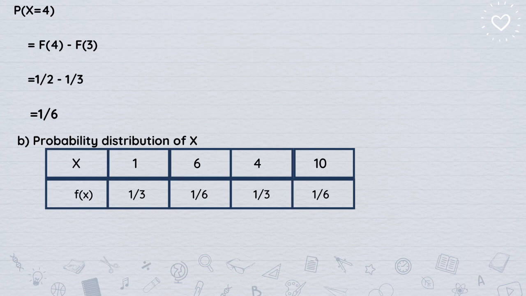Probability x is exactly 4, so F4 minus F3, we get 1 over 6. Probability distribution of x: 1 minus 5 over 6 we get 1 over 6. 5 over 6 minus 1 over 2 we get 1 over 3. 1 over 2 minus 1 over 3 we get 1 over 6, and 1 over 3.